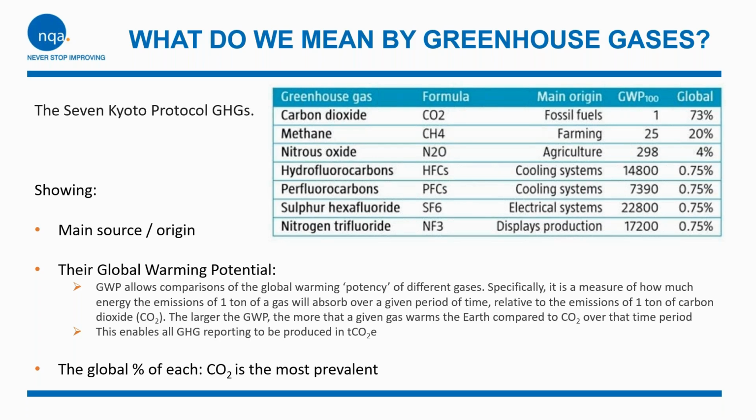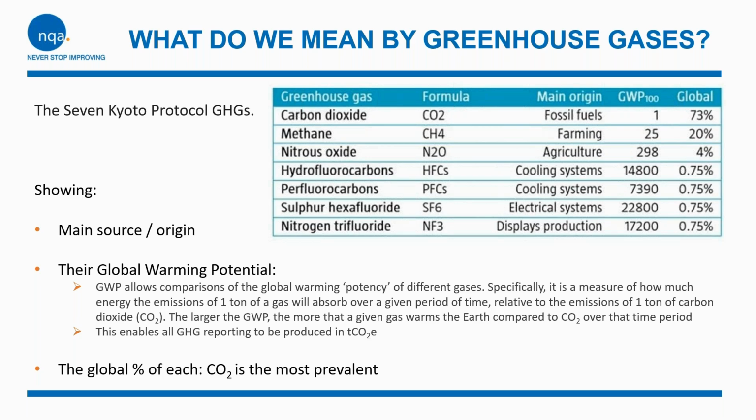Most businesses will be involved with or will result in the emissions of carbon dioxide, methane and nitrous oxide. So those of you using cooling systems, chillers, aircon systems may have emissions of HFCs in particular. Unless you're in specific industries, it's unlikely that sulfur hexafluoride or nitrogen trifluoride would be emitted as a result of the businesses that you undertake.